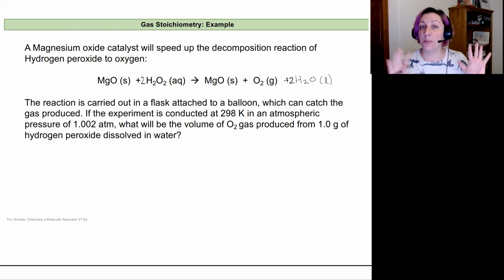Now, a catalyst will participate in the reaction but reform itself, so it's not part of the stoichiometry of the problem. It'll get reused and reused and reformed.